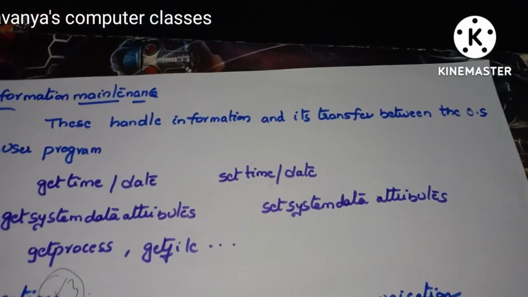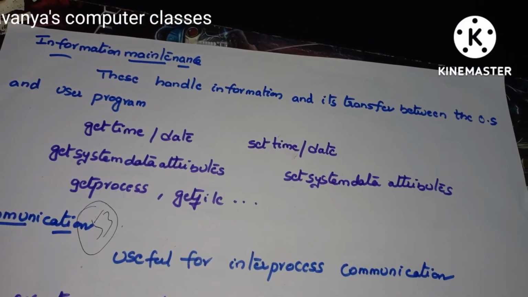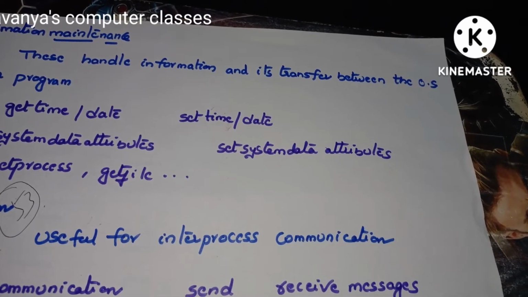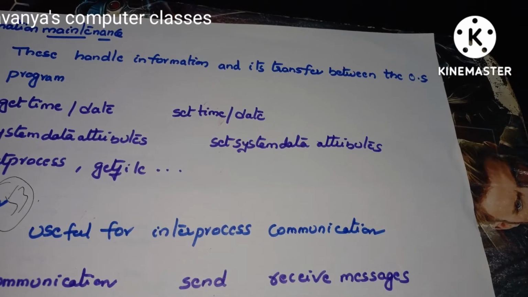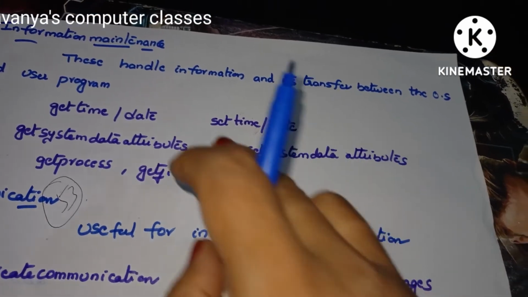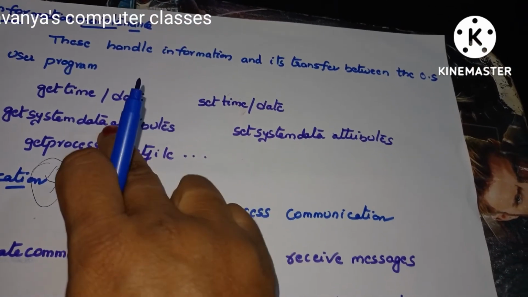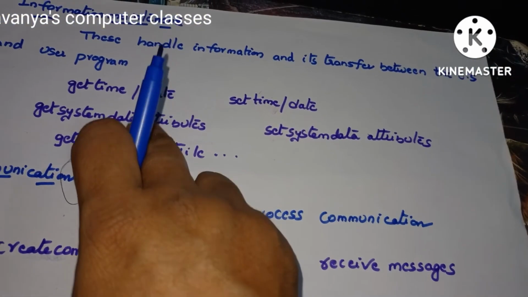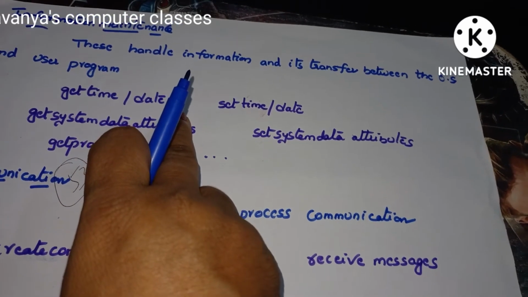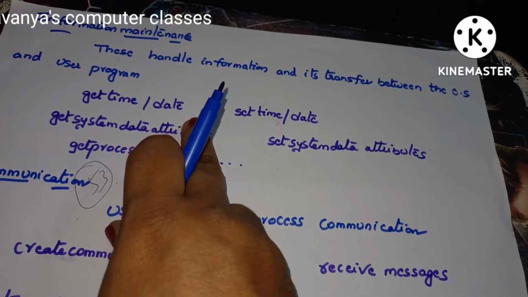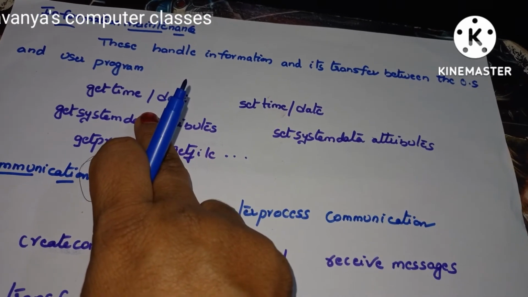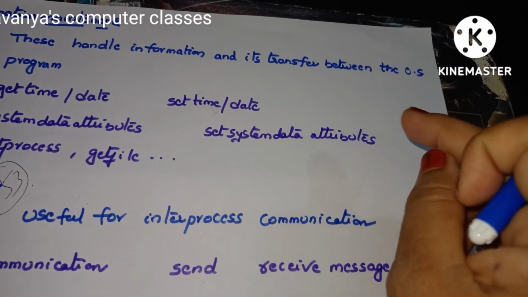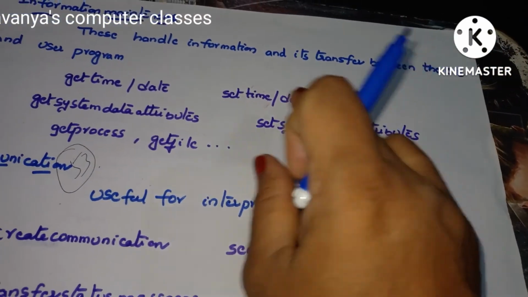And the fourth one is information maintenance. What does information maintenance mean? It handles total information and how to transfer information from one device to another through the OS. In this we can get information about the system, like get time or get date. How can you know the system's time and date? For that we require the get time and get date system calls. And if you want to change the date and time, we need the set time and date system call.